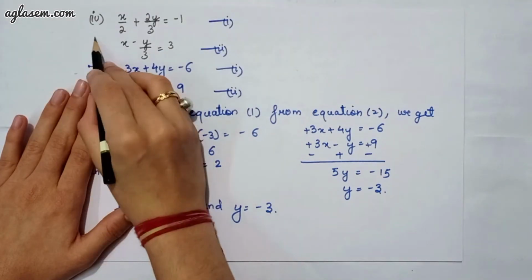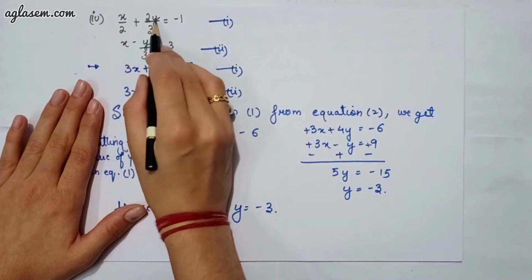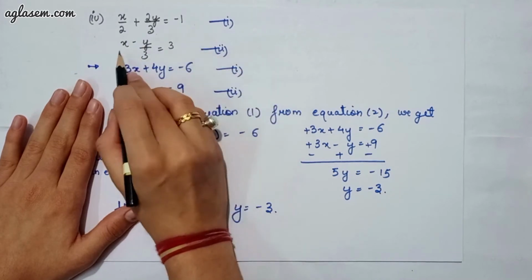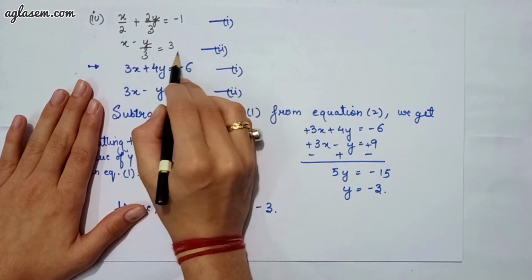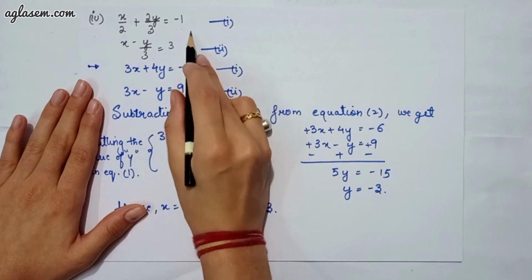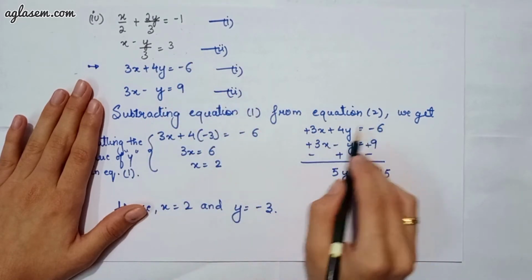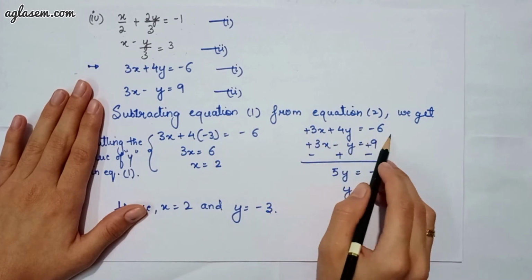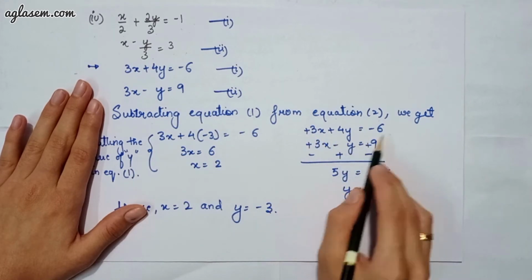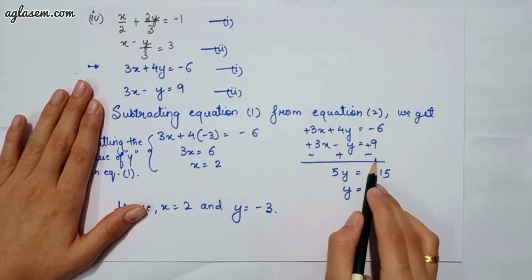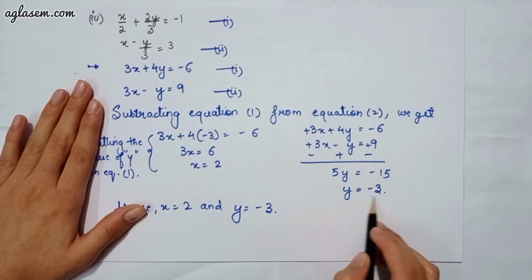Moving further to our fourth part, which says x upon 2 plus 2y upon 3 is equal to minus 1, and another equation is x minus y upon 3 which is equal to 3. So here we have two equations. We have to subtract equation 1 from equation 2. We will get 3x plus 4y is equal to minus 6, and we have to subtract from it 3x minus y is equal to 9. So now we have to change the sign and our y value will be minus 3.